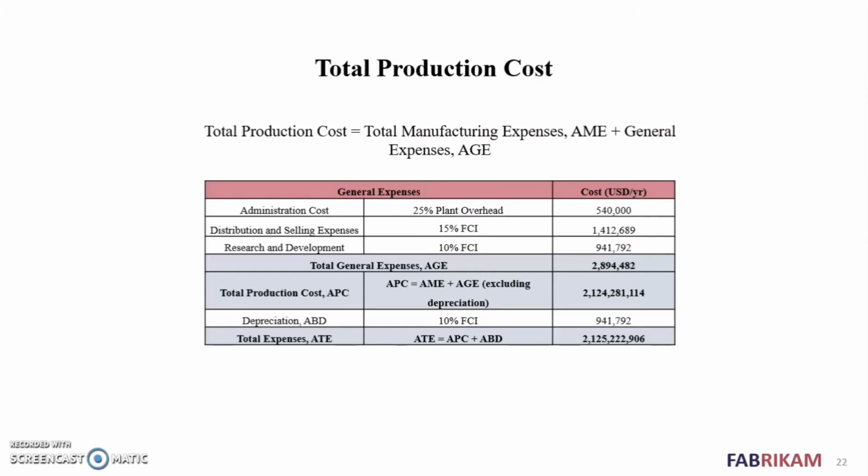So the total production cost is equal to the total manufacturing expenses plus the general expenses. The total general expenses is 2.8 million. The total production cost without depreciation is $2.124 billion, which gives a total expenses with depreciation of $2.125 billion USD.